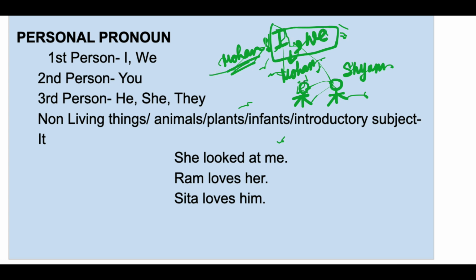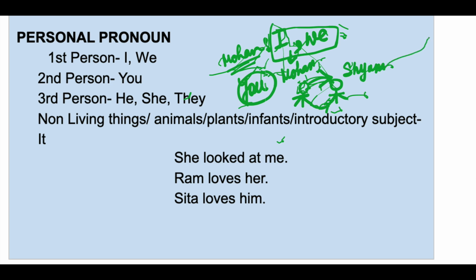Okay. When Mohan says something to Shyam, then Mohan will say you. Shyam, you are a good friend. So you is what? You is the second person. So the second person is present at the time of the conversation. The second person is in front of the first person. Okay. Only then you will say you. Okay. The second person is present at the time of the conversation.